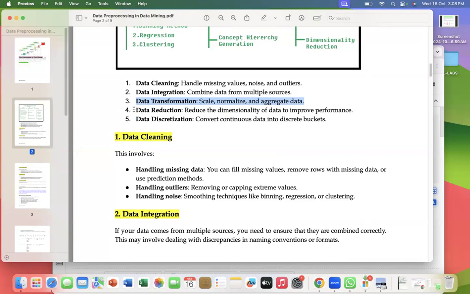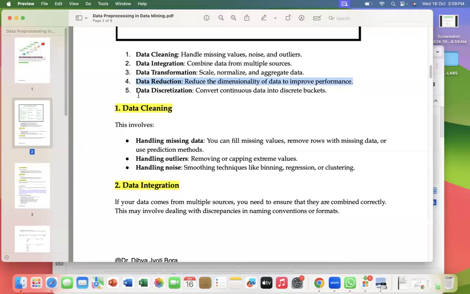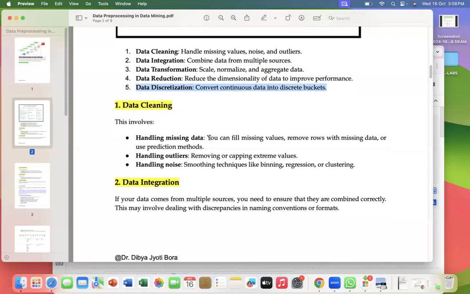Then data reduction, as I told you: maybe we don't need all the features, all the attributes, so we reduce them, or we erase those attributes which are of least concern to our analysis process. That is known as data reduction. Then data discretization converts continuous data into discrete buckets. So data cleansing, data integration, data transformation, data reduction, data discretization.